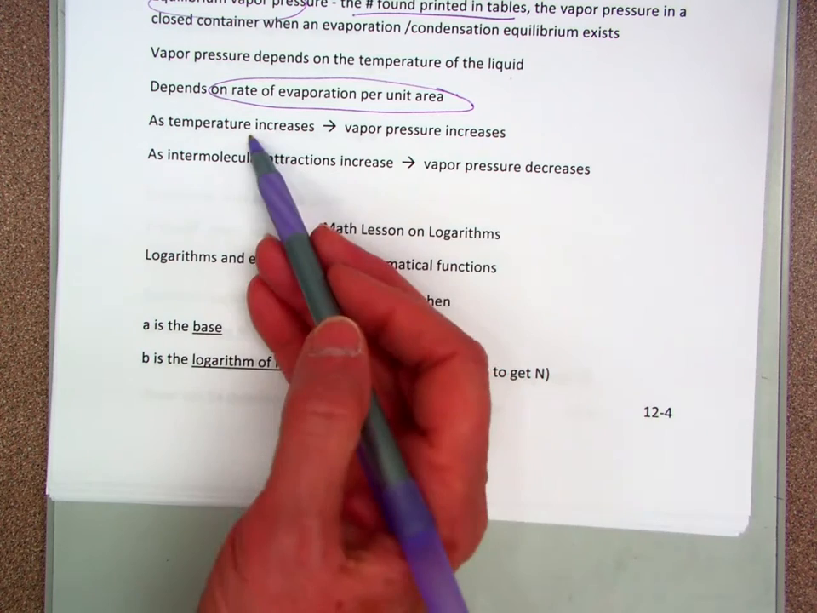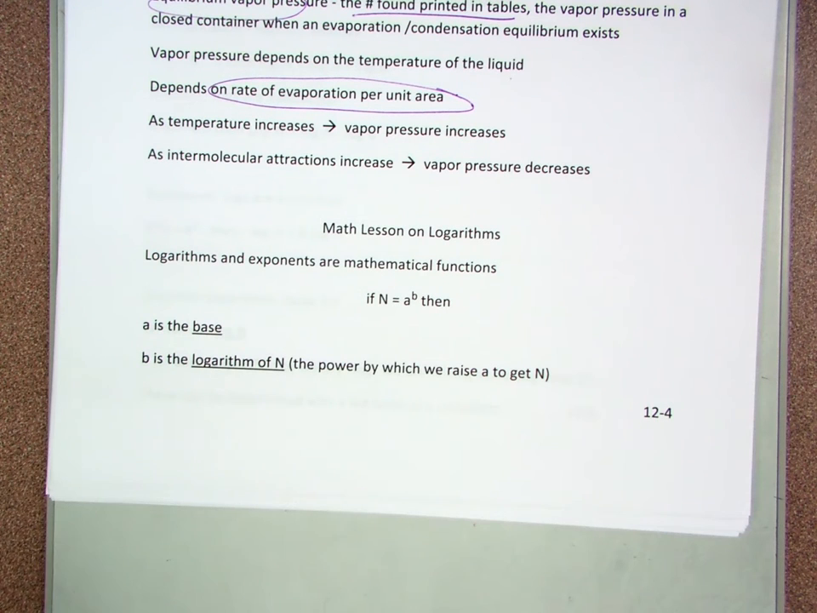And as the temperature increases, vapor pressure increases. As intermolecular attractions increase, vapor pressure decreases. Because as intermolecular attractions increase, fewer molecules are evaporating. They're all holding on to each other.